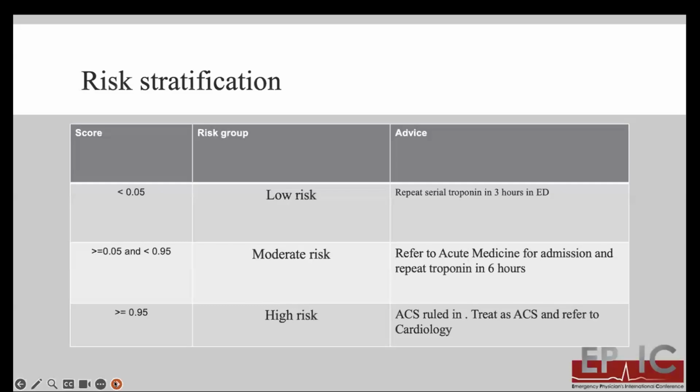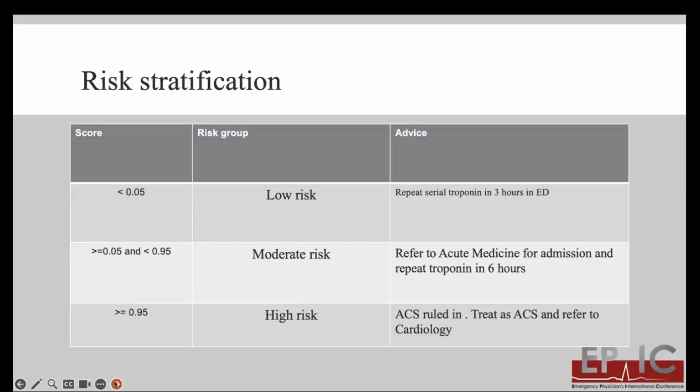Now, based on these readings, we get a risk stratification, whether the patient is low risk, moderate risk, or high risk, and accordingly we can have different advice. Now, this advice will vary based on different hospitals, which have different setups and different dynamics. However, for a low risk patient, generally we can repeat the troponin in 3 hours in ED itself, and the patient can be discharged without being admitted to hospital for further testing.